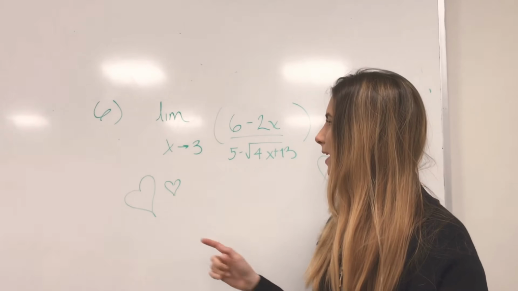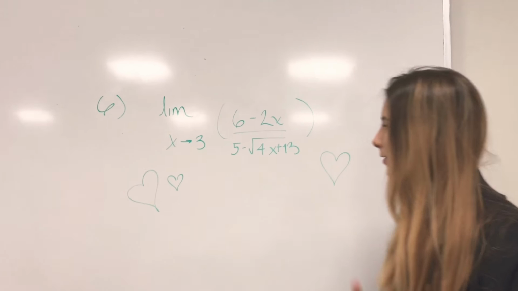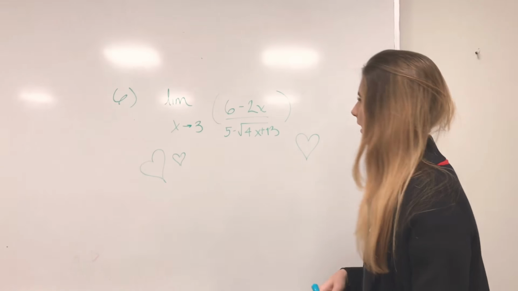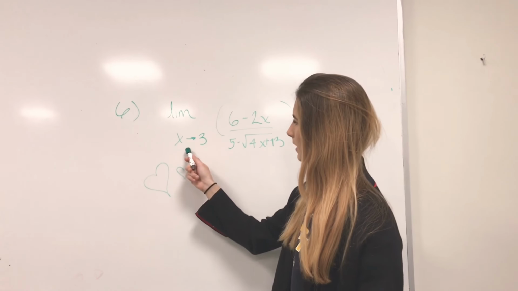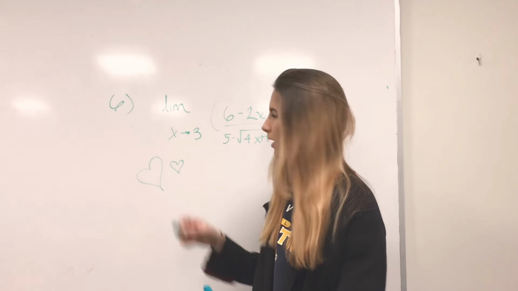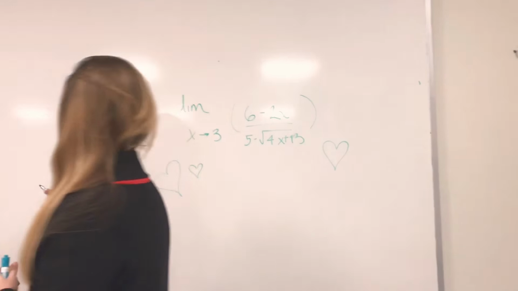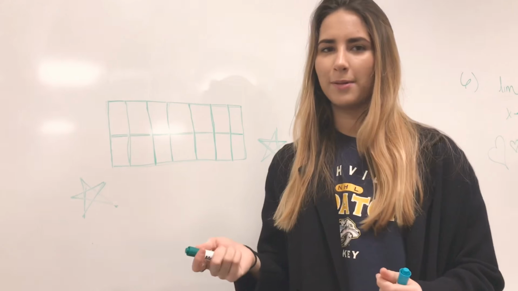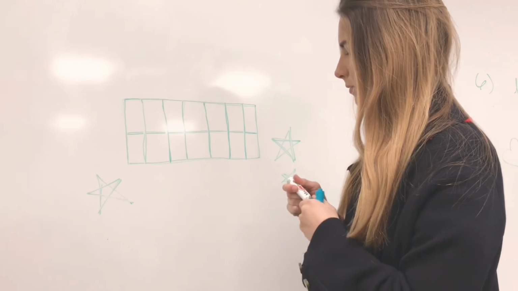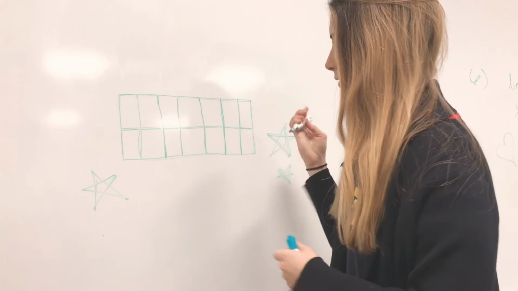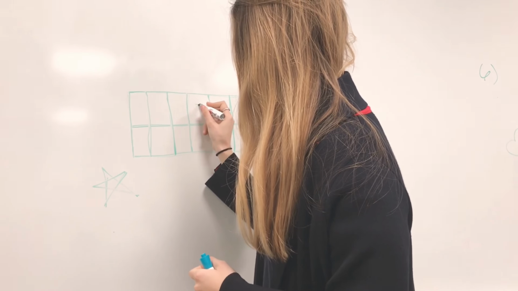Hi, today we will be solving problem number 6 from the lab numerically. Here, as you can see, we have our function, and it says that the limit is approaching 3. So, now, because in this problem it says that the limit is approaching 3, we'll be making a table, and then in the middle putting number 3 right here.